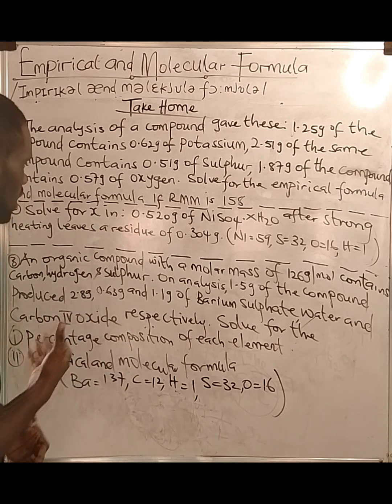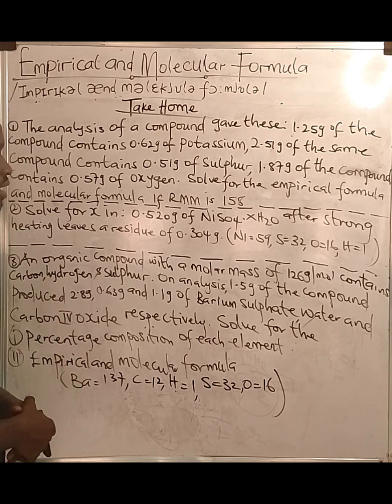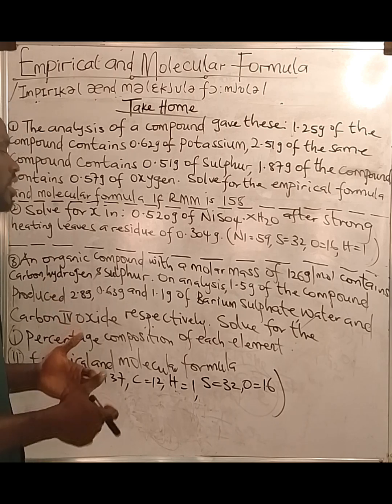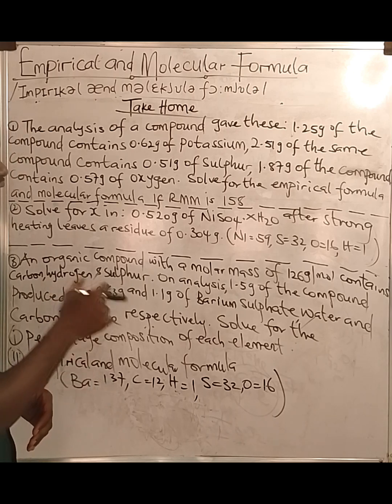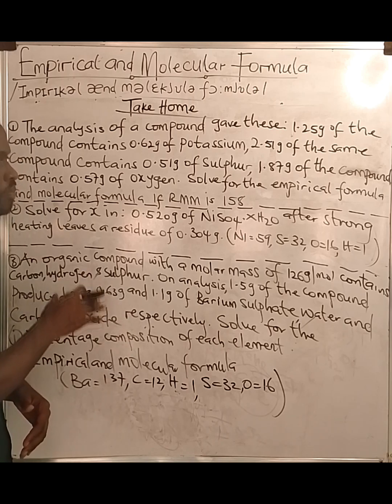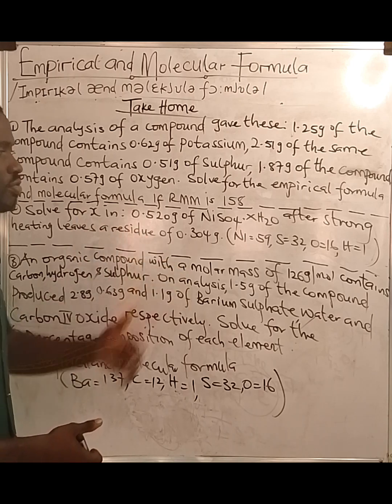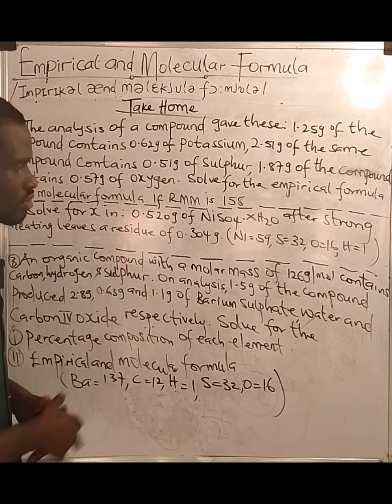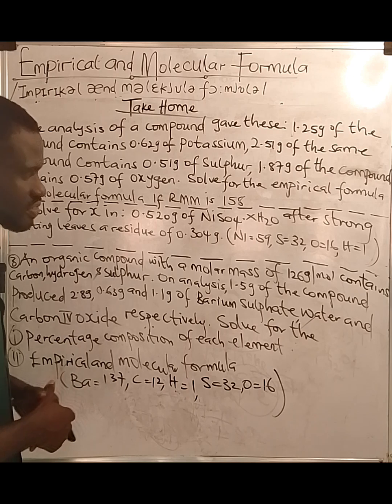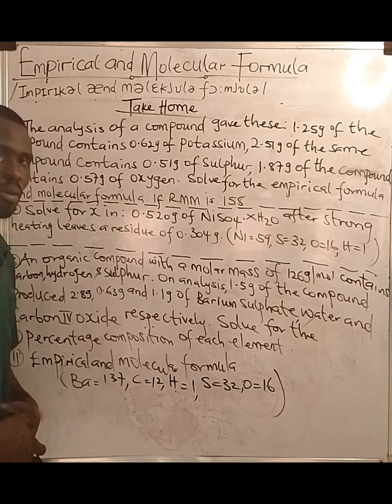As simple as that. The next one: solve for X in 0.520 gram of nickel sulfate and X crystal of water, which after strong heating leaves a residue of 0.304 gram of NiSO4. So nickel is 59, sulfur 32, oxygen 16, hydrogen 1 atomic mass unit.